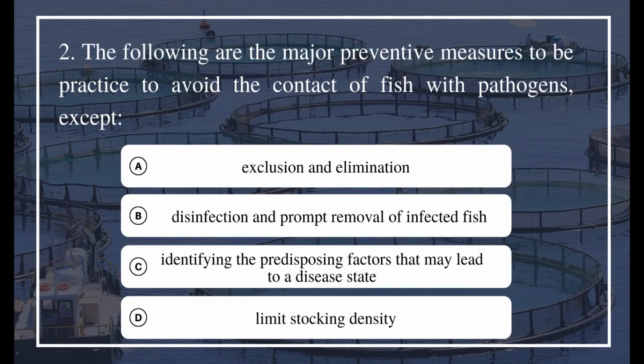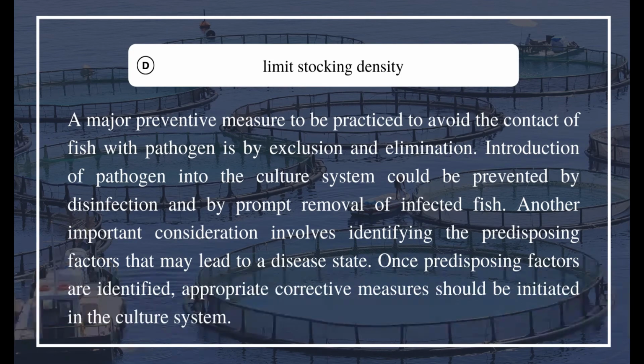2. The following are the major preventive measures to be practiced to avoid the contact of fish with pathogens, except: A. Exclusion and elimination. B. Disinfection and prompt removal of infected fish. C. Identifying the predisposing factors that may lead to a disease state. D. Limit stocking density. The answer is D. Limit stocking density.